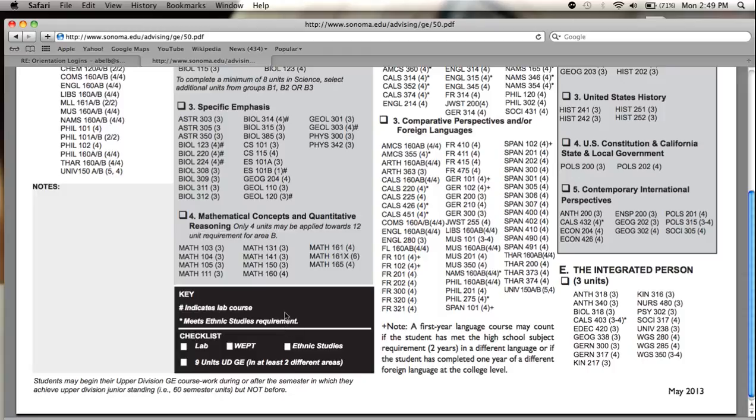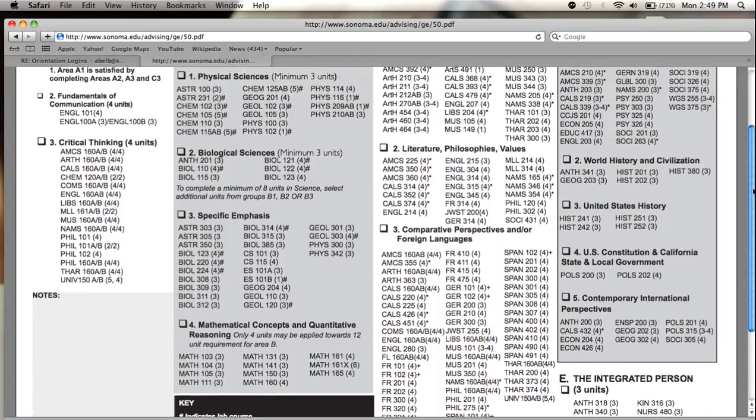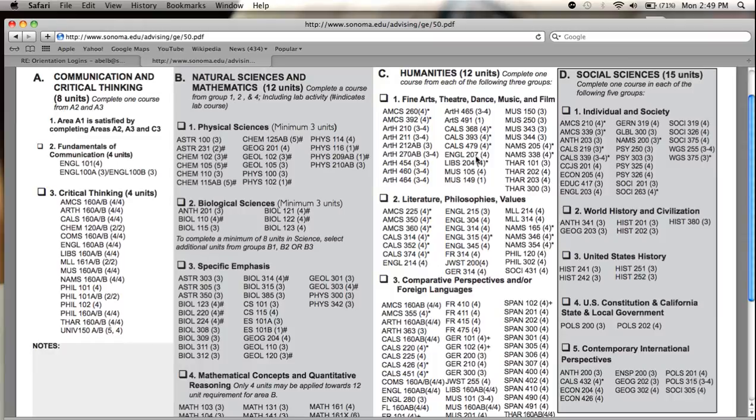Another thing I wanted to point out is under the key right here, the ethnic studies requirement, which is denoted by the asterisk sign. In the C category, there are a lot of those courses that you can take. Again, just like the lab, you need to take one in order to graduate. So if you want to take a C1, a C2, or a D1, you can take any of those ethnic studies courses, but again, you need to take one of those to graduate.